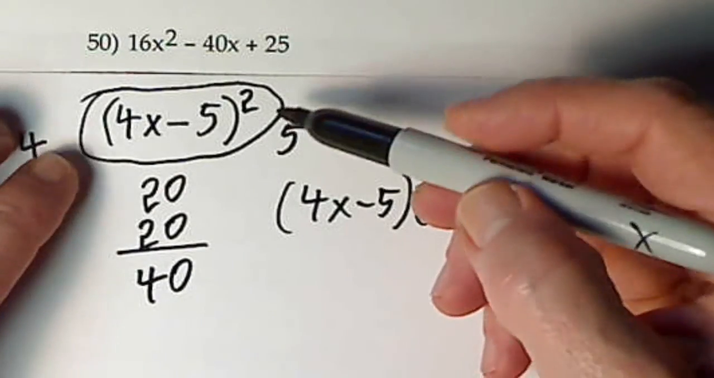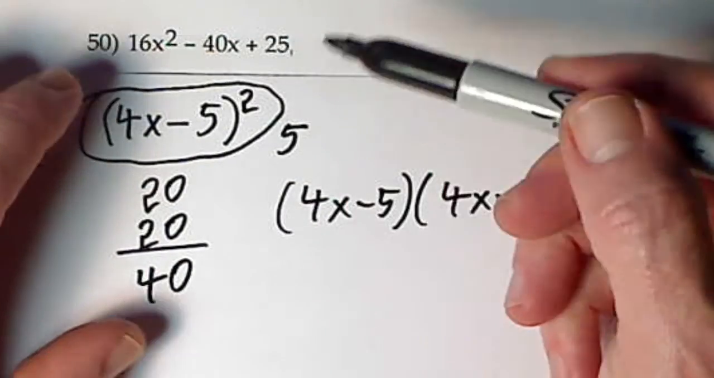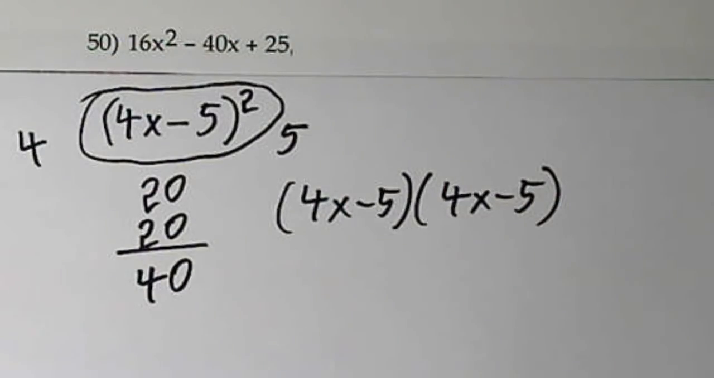So perfect square trinomials. Notice if you're catching that, that's a perfect square, that's a perfect square. It certainly saves you a lot of work. Okay, so that's number 50. Let's see, the next one we'll take a look at is number 51.